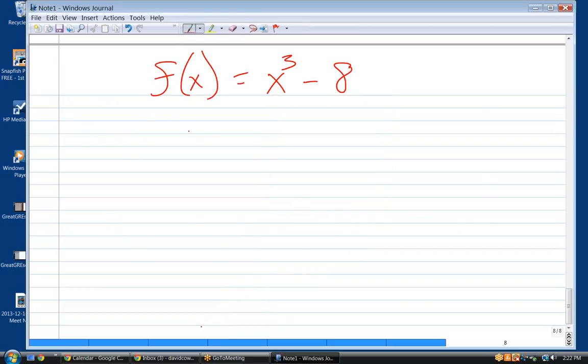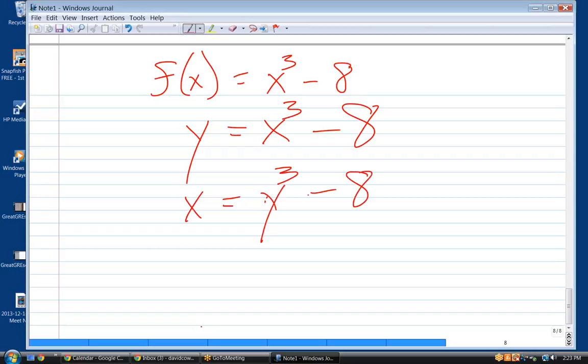Now, how do we find the inverse? Well, first of all, let's make it look like this. Now, the process for finding the inverse is very simple. Switch variables and solve for y. Two steps. That's it. So when I switch variables, I get this. Now I'm solving for y. I get this.